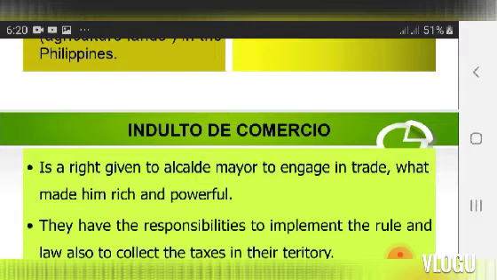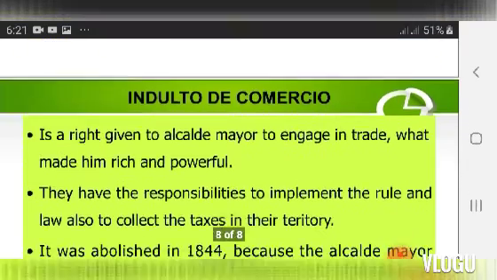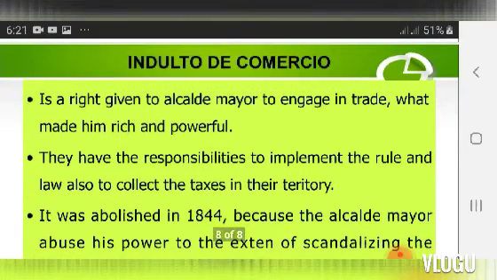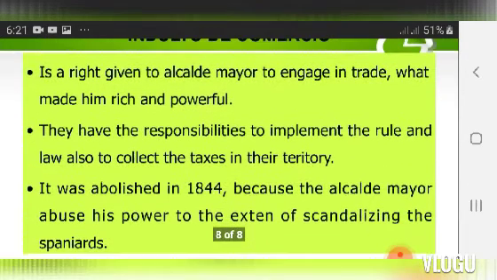Indulto de Comercio was abolished because of the provincial governors. It is a right given to the alcalde mayor to engage in trade, which made him rich and powerful. They had a responsibility to implement the rules and laws, and also to collect the taxes in their territory. It was abolished in 1844 because the alcalde mayor abused his power to the extent of scandalizing the Spaniards.